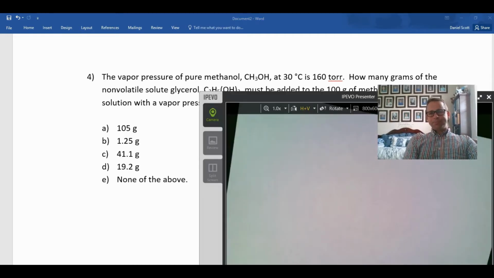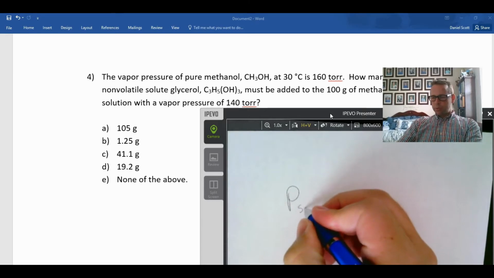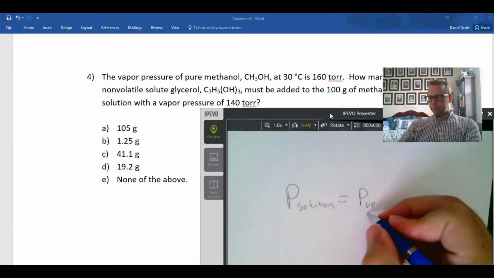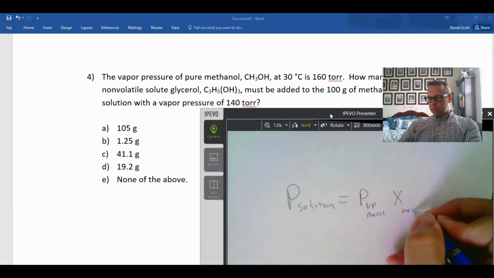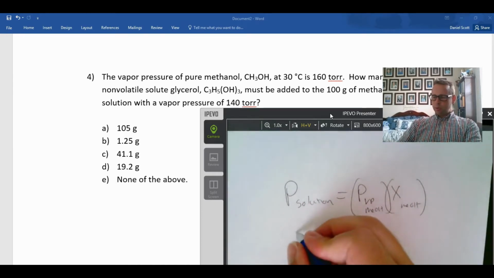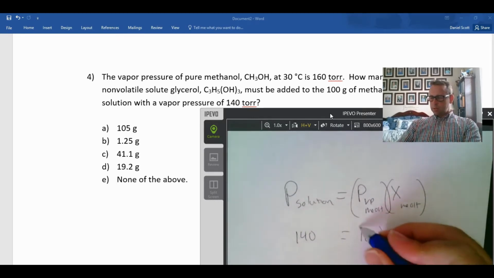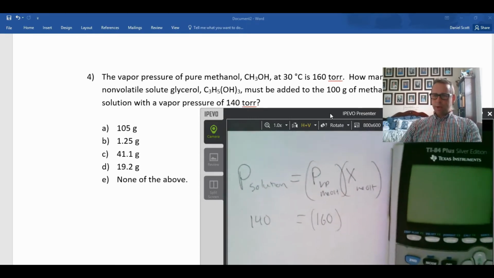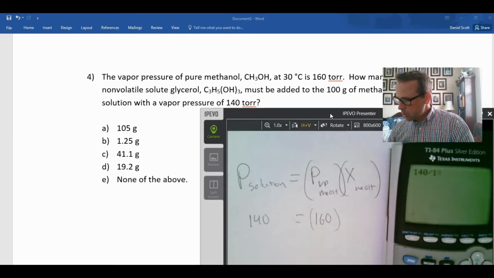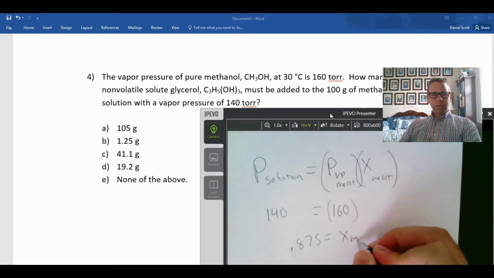Okay. Well, the relationship between the vapor pressure of a solvent and the vapor pressure of a mixture is the mole fraction. So the pressure of the solution is going to be equal to the vapor pressure of methanol times the mole fraction of methanol. Okay? So I would like the vapor pressure of the solution to be 140. I have the vapor pressure at 160. If this was pure methanol, it would be 160. So then I can find out what I need my mole fraction of methanol to be. The mole fraction of methanol needs to be 140 divided by 160. All right, 0.875. So 0.875 should be the mole fraction of methanol.